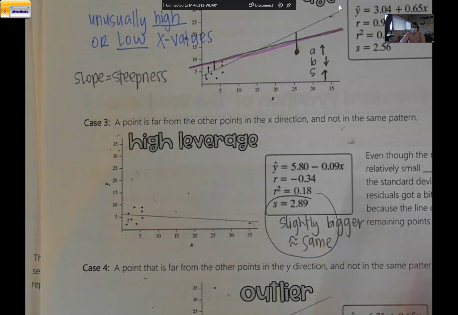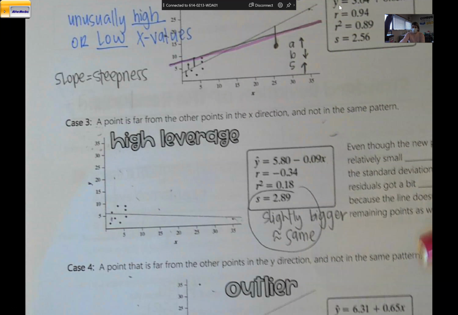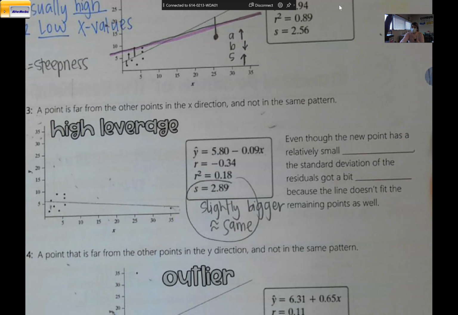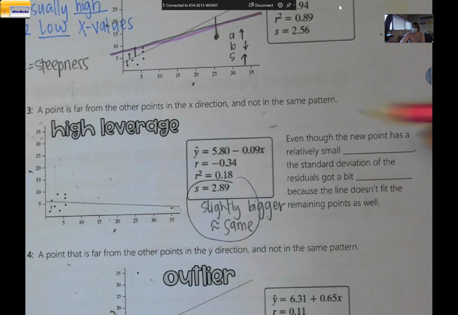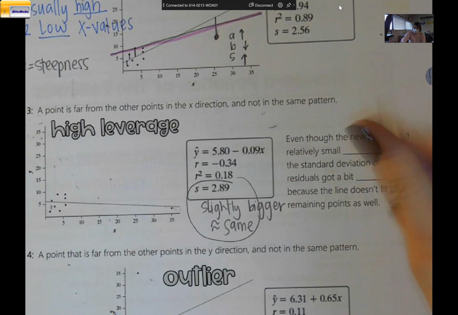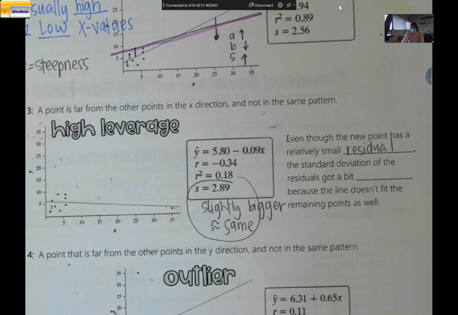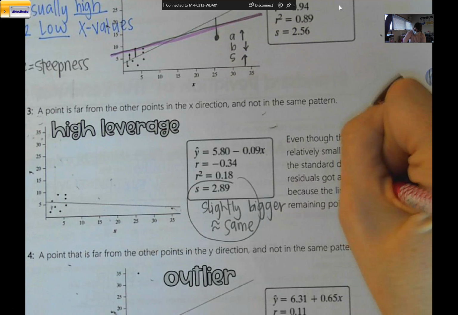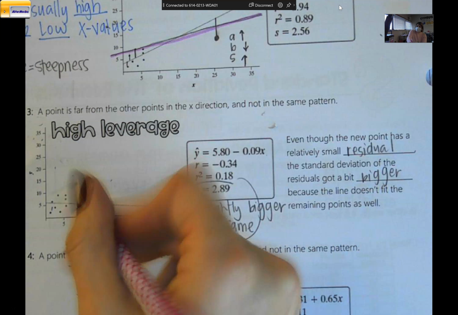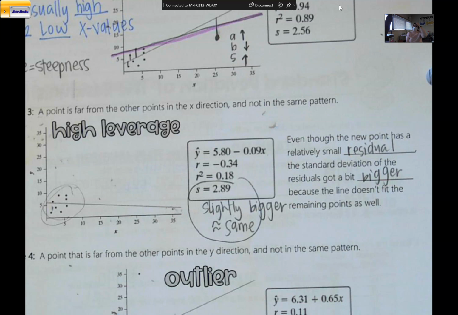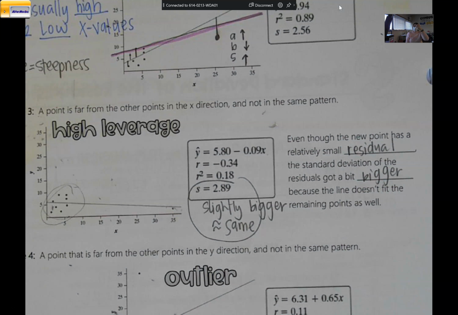Some people are bothered by the fact that S doesn't change by all that much, but if anything it gets a little bit bigger. And so there's an explanation if that's something that you thought of. So even though the new point has a relatively small residual, the standard deviation got a bit bigger because the line doesn't fit these remaining points as well. So our points became, on average, a little farther away from the prediction line.